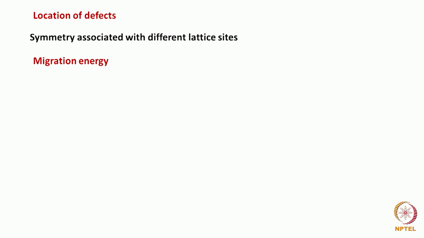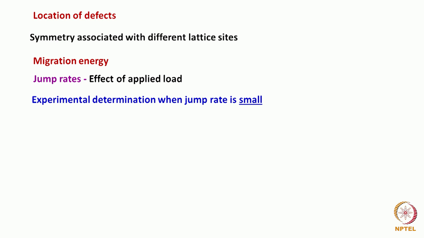The other information which we required is the migration energy of the interstitial. How can we get this information? Generally, we mentioned that the interstitial moves much faster compared to that of vacancies, so that the jump rate, the rate at which interstitial jumps from one site to another site, is very high. This can be measured using two types of experiments. One is an experiment which is like a tensile test. You apply some load and try to find out how, in response to that load, the strain as a function of time develops.